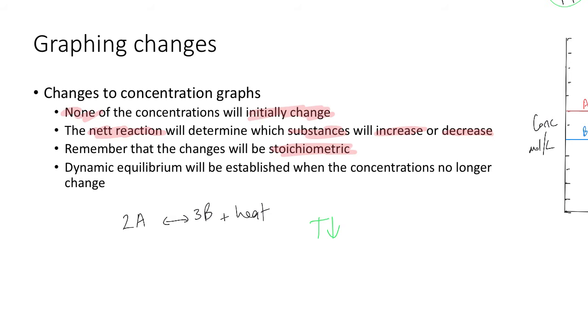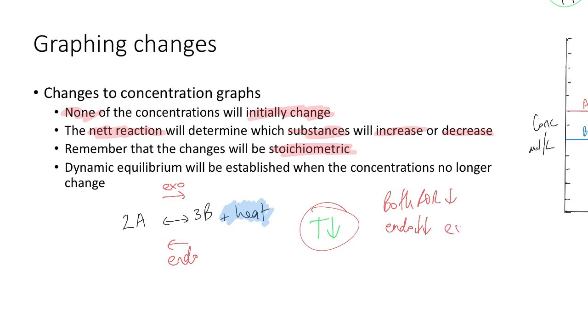So let's have a look at this one here. Again, we have to look at how this delta H is being presented. It's presented within the reaction, which means that it's slightly different. If it's on the product side, which it is, then the forward reaction is exo, and the reverse reaction is endo, and we have a temperature decrease. With a temperature decrease, both rates of reaction will go down. Which one goes down more? The endo goes down more than the exo.